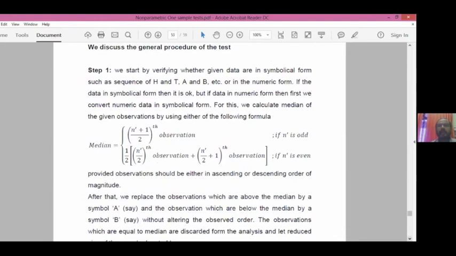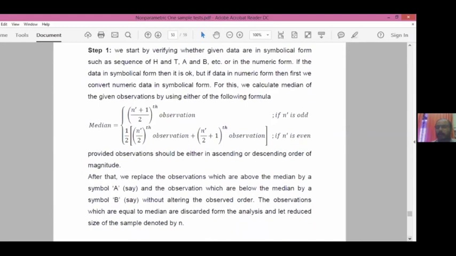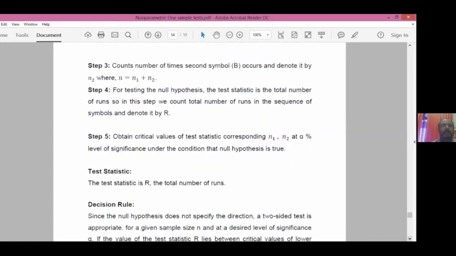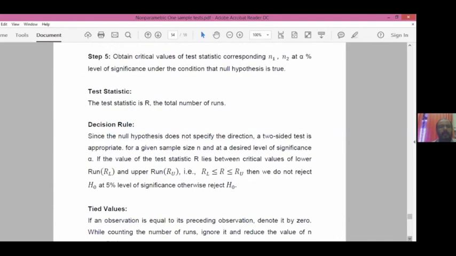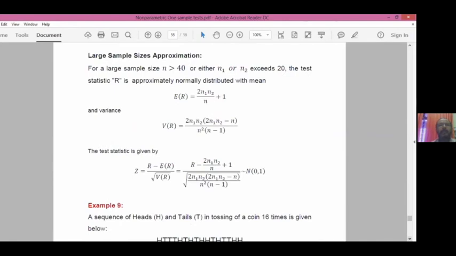We start by verifying the data, written symbolically as a sequence such as head or tail, A, B, etc., or in numeric form. Accordingly, we have to calculate the median of the given observations. The formula and conditions are given here. I won't take much time because we have other ideas, followed by some presentation of SPSS data. There are some steps to follow, and then finally we take the decision. In the case of ties, we have a formula here, and for large sample approximation, we have to follow the previous discussion I have worked.